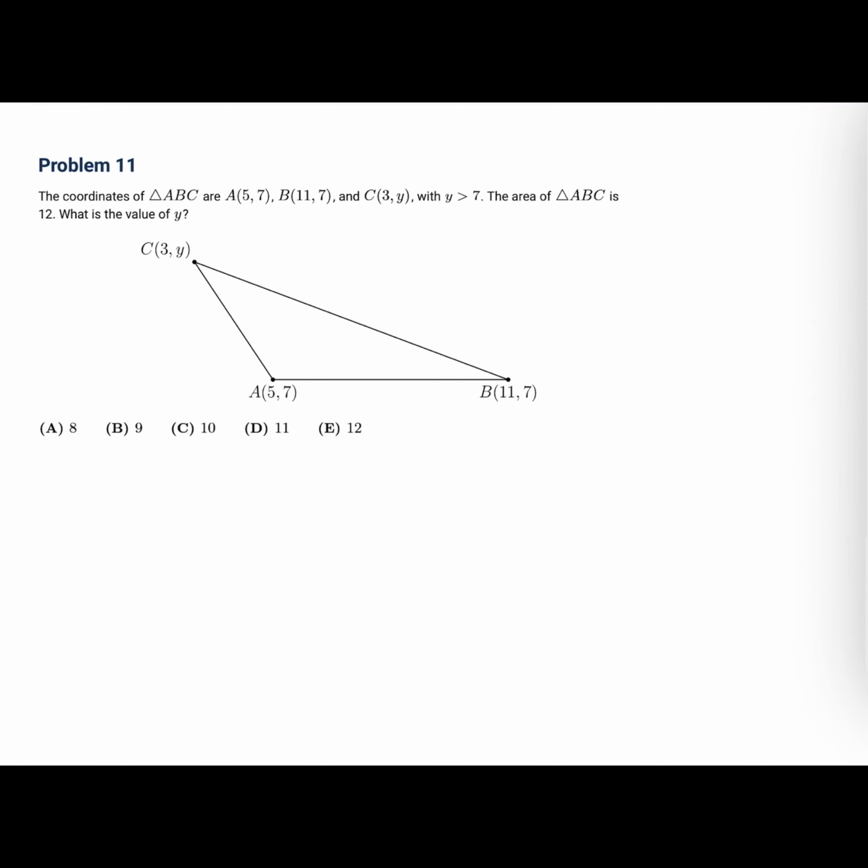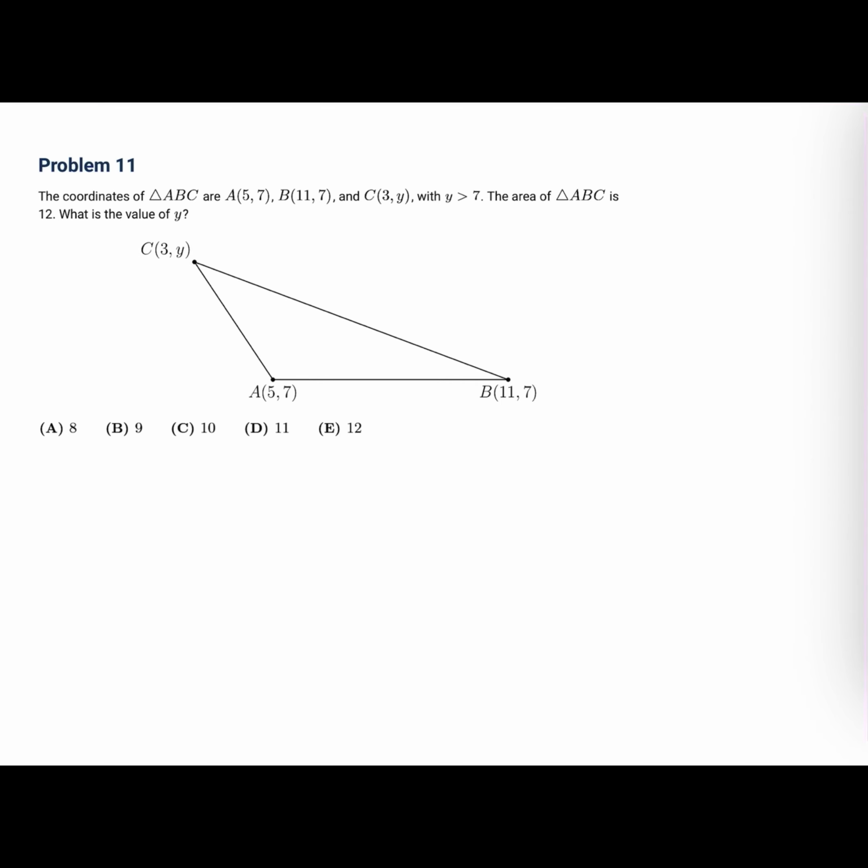Problem 11. The coordinates of triangle ABC are A at (5, 7), B at (11, 7), and C at (3, y), with y being greater than 7. The area of triangle ABC is 12. What is the value of y?